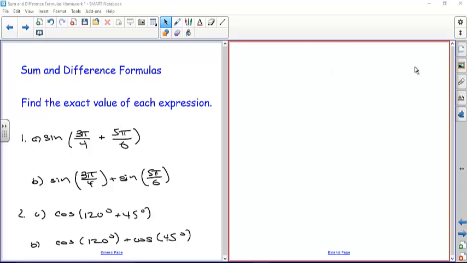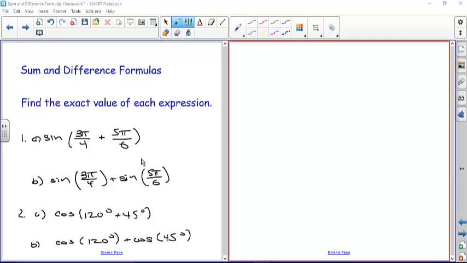Okay, so here are the solutions to the homework assignments. The first thing is we're finding the exact values of these two expressions, and basically the idea is to demonstrate the sum and difference formulas, and also to show that to find the sine of two angles added together, you don't do the sine of each angle separately.